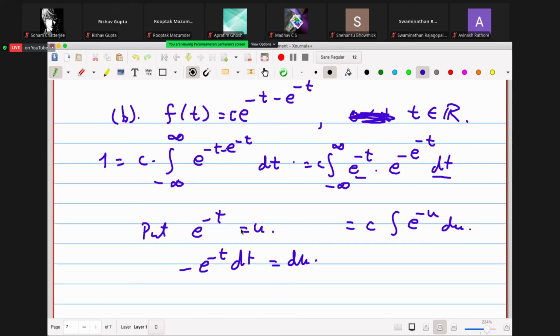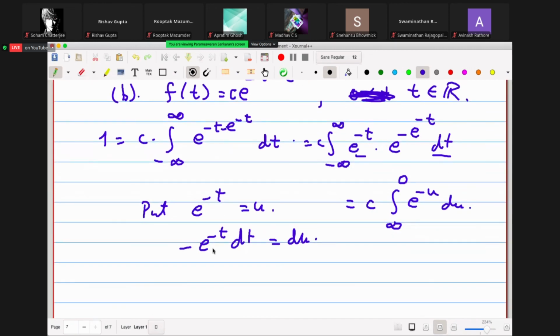As t goes to plus infinity, this becomes 0. As t goes to minus infinity, this becomes infinity. So it is like this. Now you complete it and find the value of c, and I'll stop here for today. We will work out more problems next lecture. Okay, that's all for today.